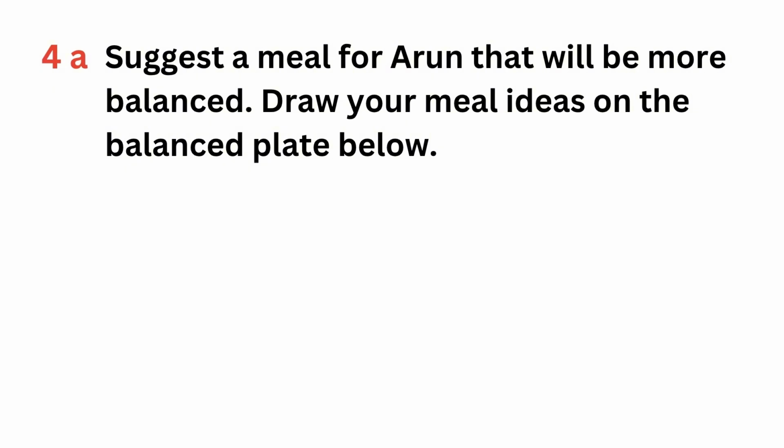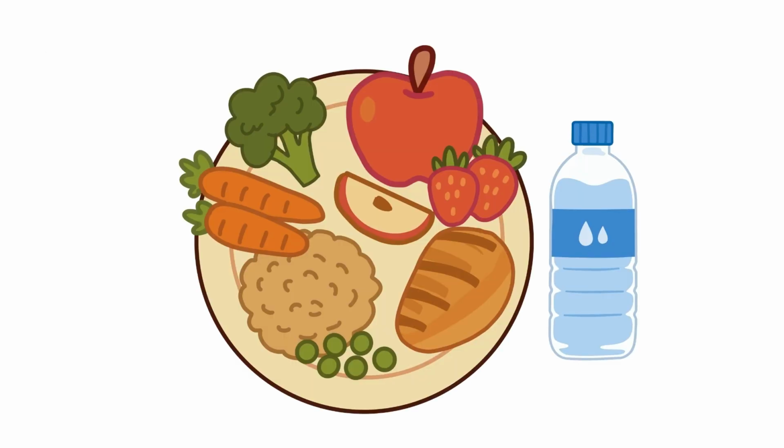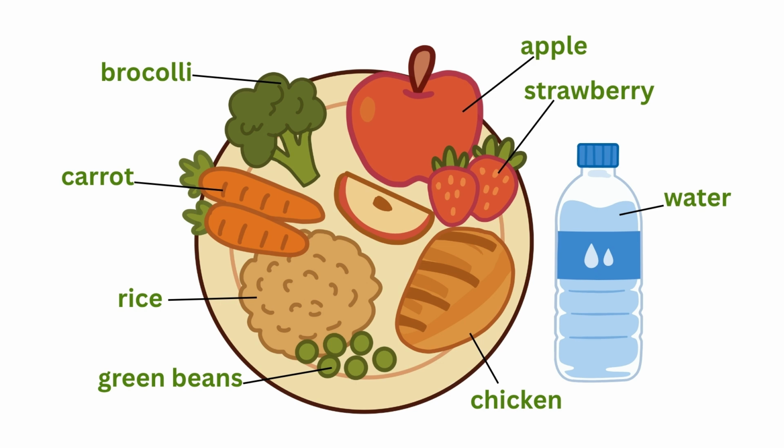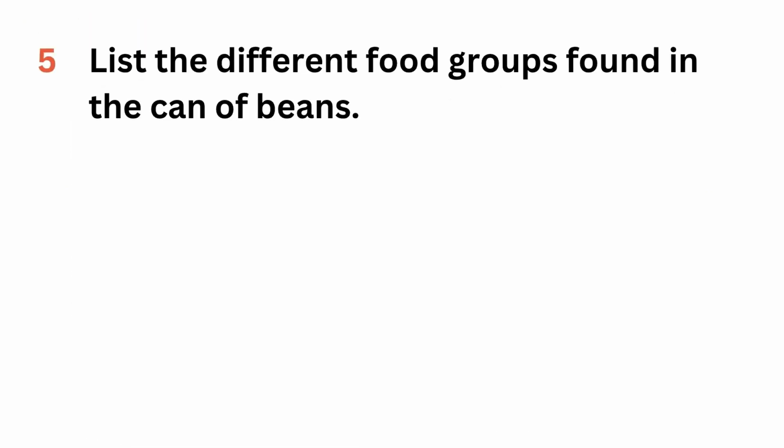Question 4a. Suggest a meal for Aaron that will be more balanced. Draw your meal ideas on the balanced plate below. So this is my meal ideas on the balanced plate. Question B. Label each food group on the plate. So my meal includes some vegetables, broccoli, carrot, green beans, and proteins, chicken, and rice, and some fruit, apple, and strawberry, and water.